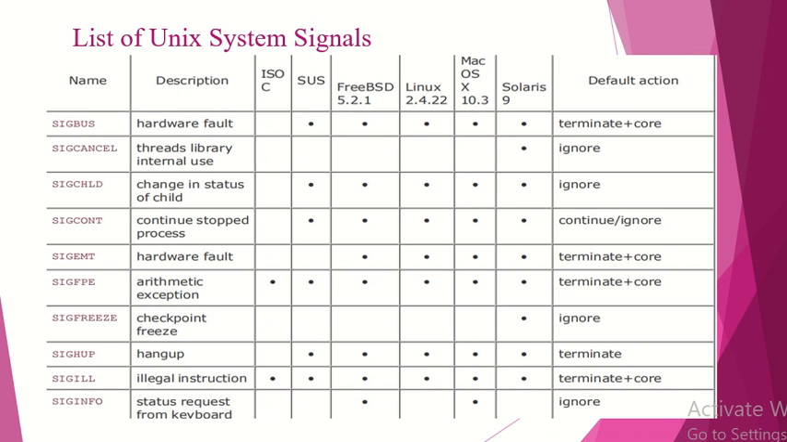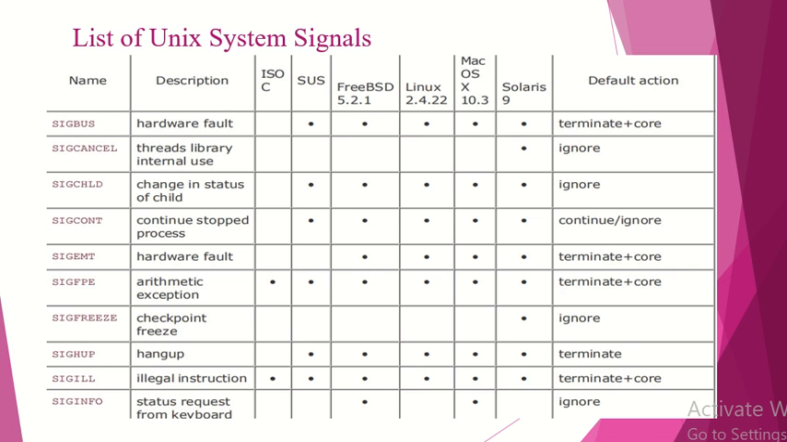The second signal is SIGCHLD, meaning change in status of a child. The action performed is ignore. When the SIGCONT signal is generated, meaning continue a stopped process, the action performed is ignore. SIGEMT means a hardware fault. Because of the hardware fault that signal is generated and the action taken is to terminate the process and generate the core file.